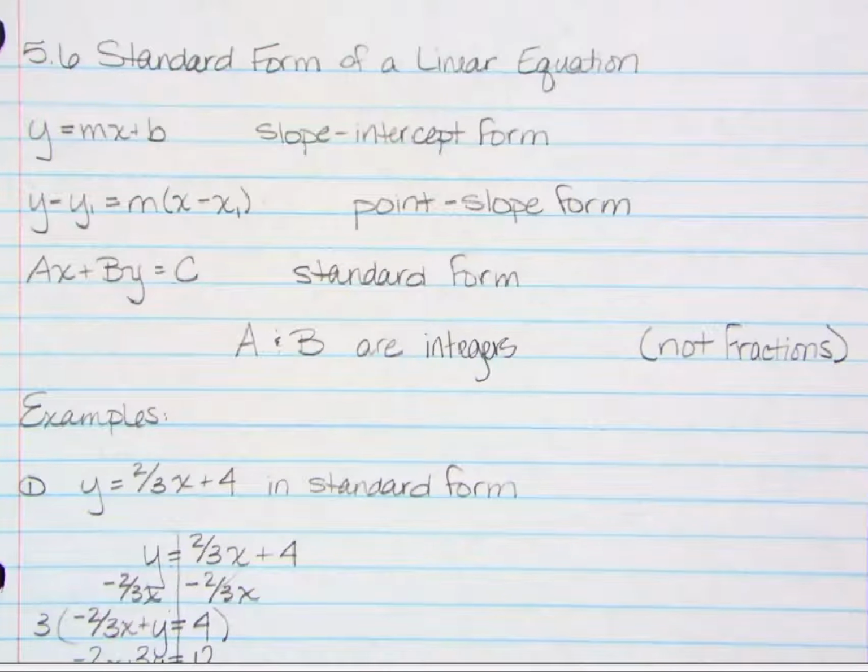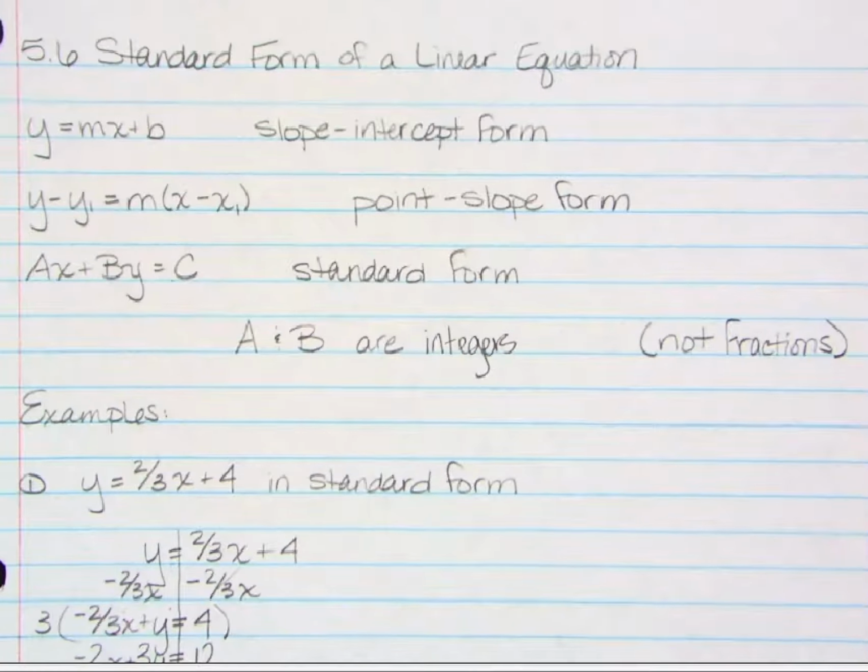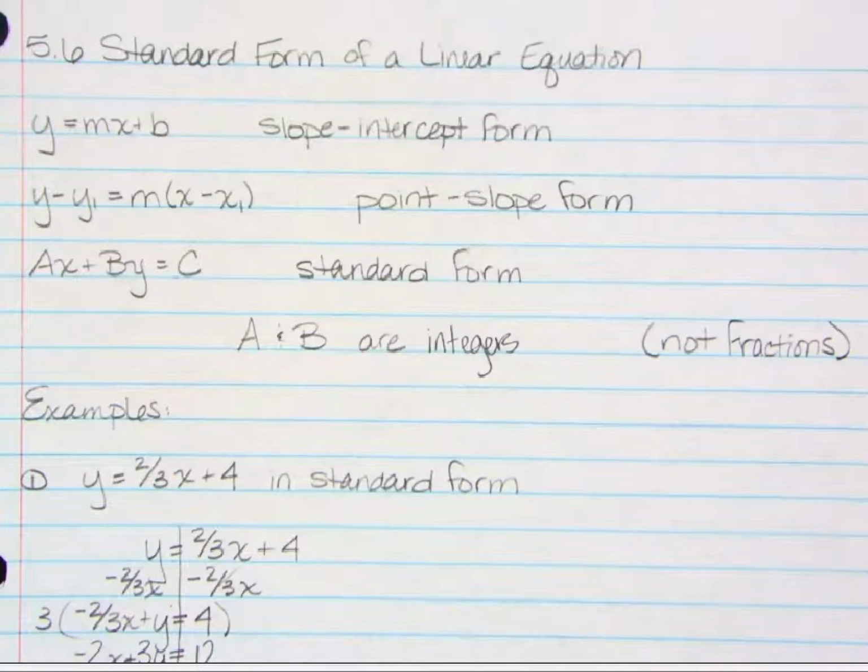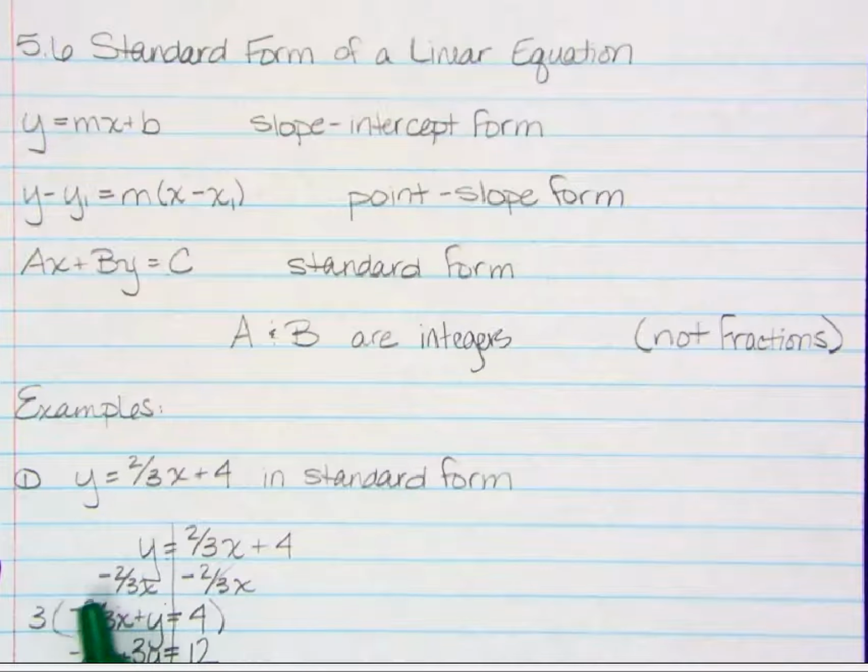So if we look at this first example here, we have y equals 2/3 x plus 4. We want to write that in standard form. It actually doesn't matter if you first get rid of the fraction or first put everything with a variable on the left side of the equation and leave the constant on the right. I prefer to move everything first and leave my simplifying for the end, but it does not matter which way you do this. So I'm going to start by subtracting 2/3 x from both sides.